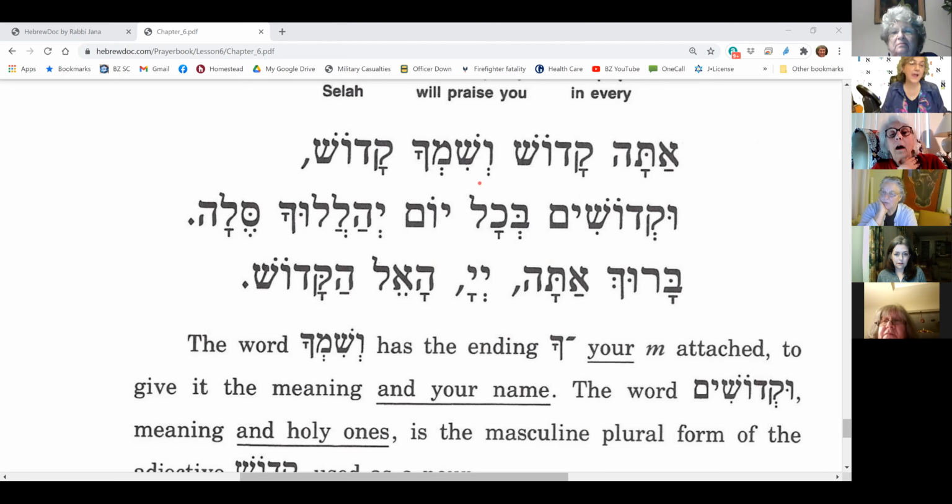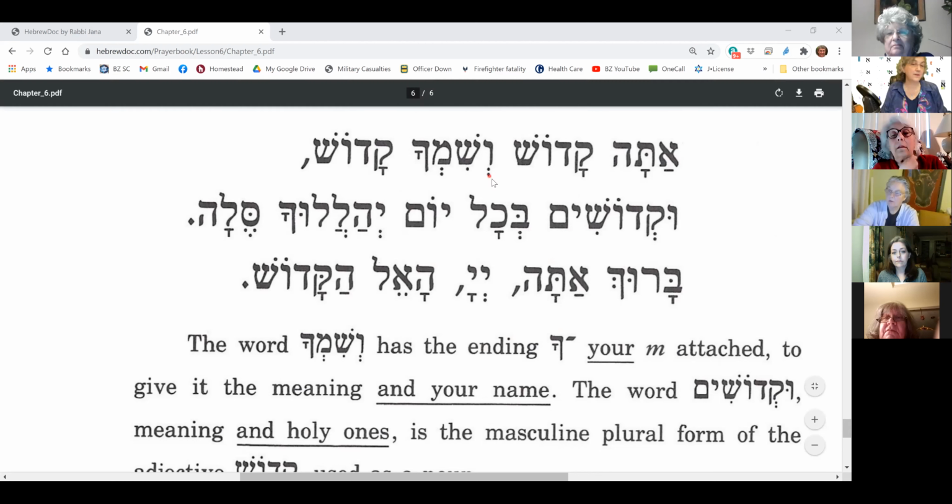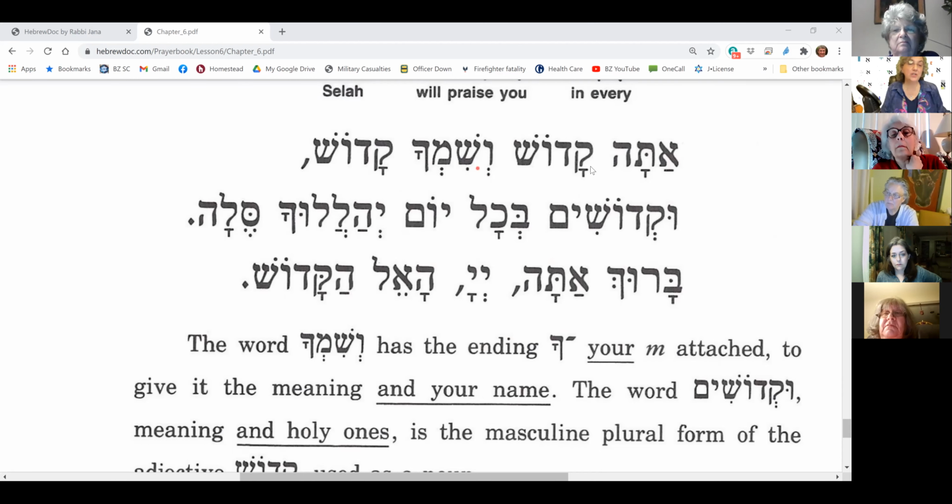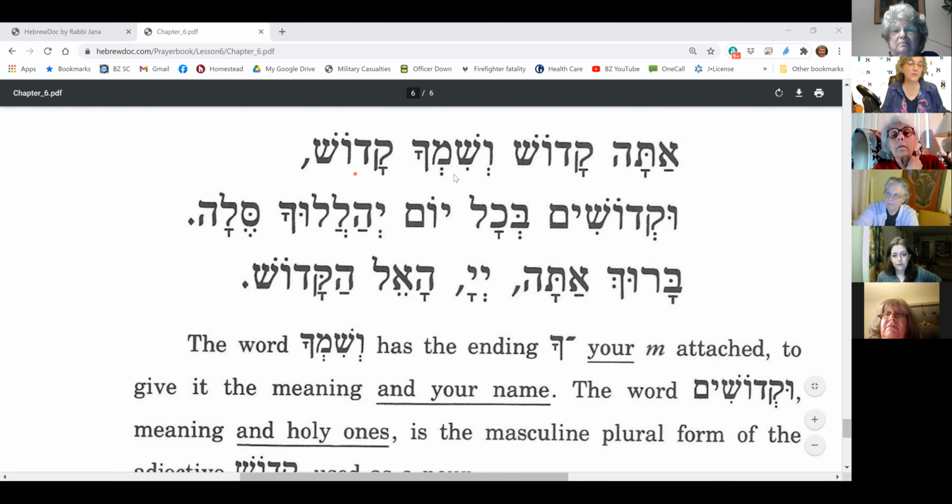So she's translating it. She's not reading it. She's translating. I like that. So it's V is and. Shimcha. Shimcha means your name. Cha is the possessive ending that corresponds to Ata. And Shem is a name, but it changes the vowels a little bit when it gets the possessive ending on it. So it says Ata Kadosh, you are holy. V'shimcha Kadosh, you are holy, and your name is holy.